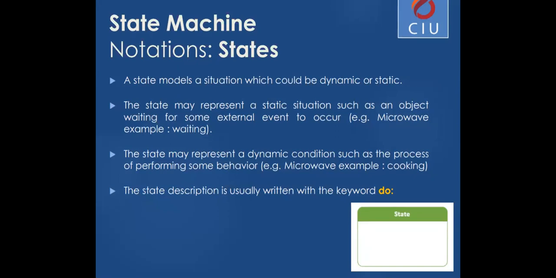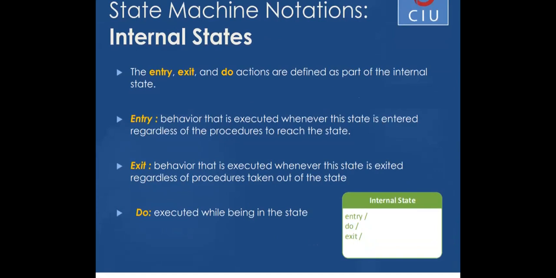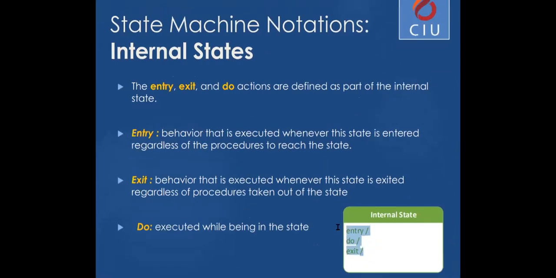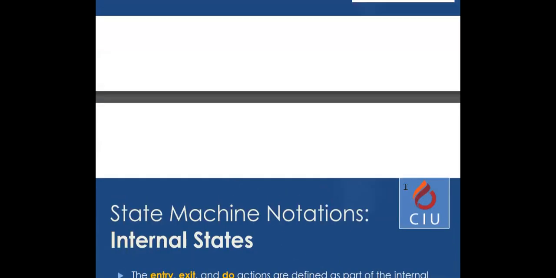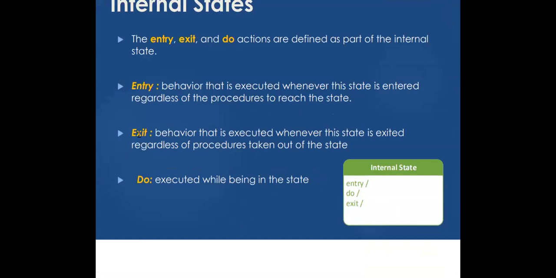The regular state represents a static situation, such as an object waiting for some external event to occur, such as a microwave waiting or something like this. And it has only the keyword do, something I already mentioned in the previous example. The internal one has entry, exit, and do. Again, this one I mentioned. The difference between internal and a regular state is that this one only has do. This one has entry, exit, and do all together.